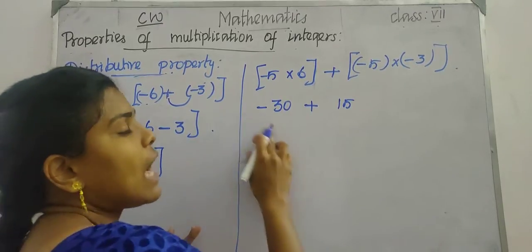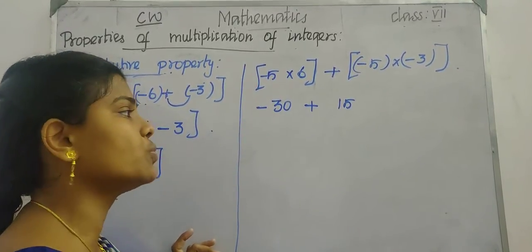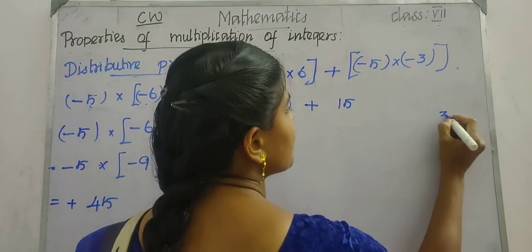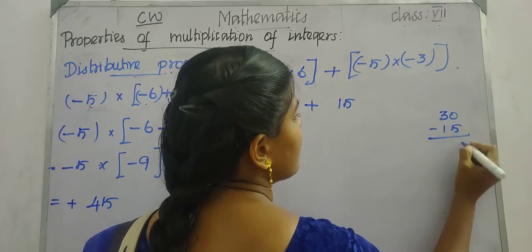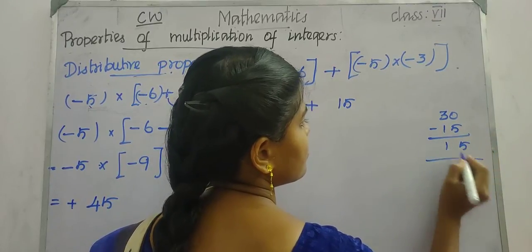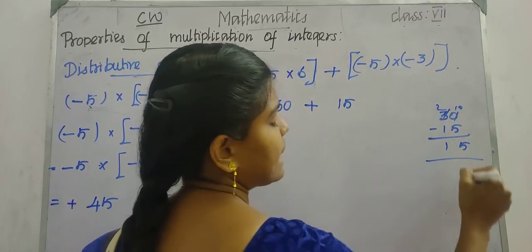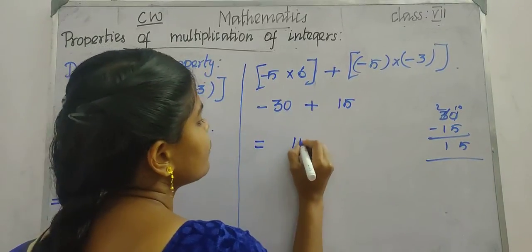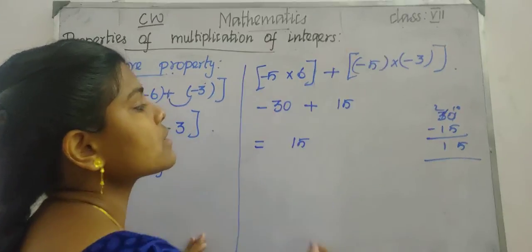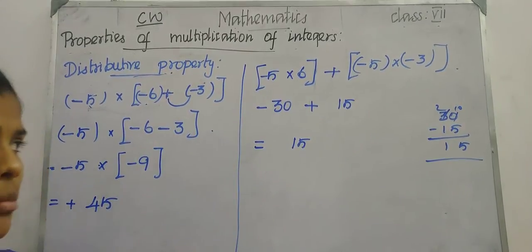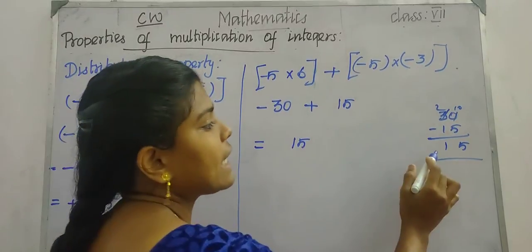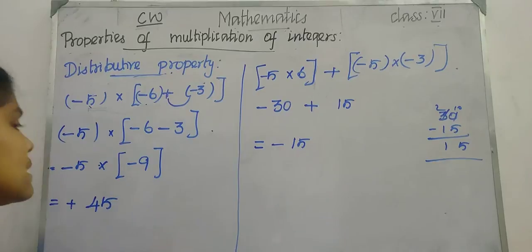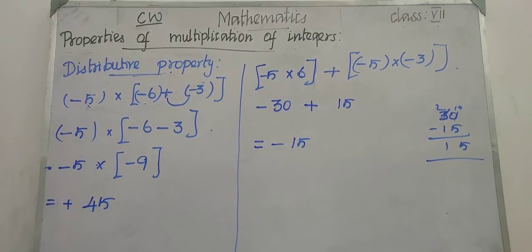So we are having different signs. What we need to do? We need to subtract and put the greater number sign. So let us subtract it. 30 minus 15, what will you get? 10 minus 5, 5. 2 minus 1, 1. So 15. Minus into plus, minus and plus. We have subtracted and then we need to put the greater number sign. What is the greater number sign? Minus. So the answer is minus 15.